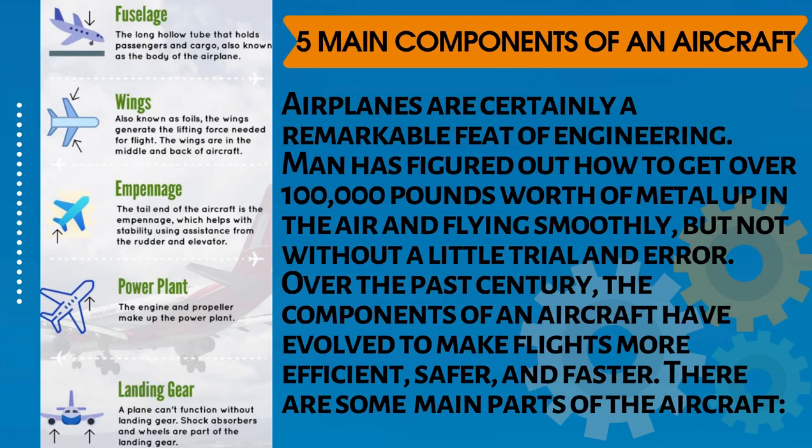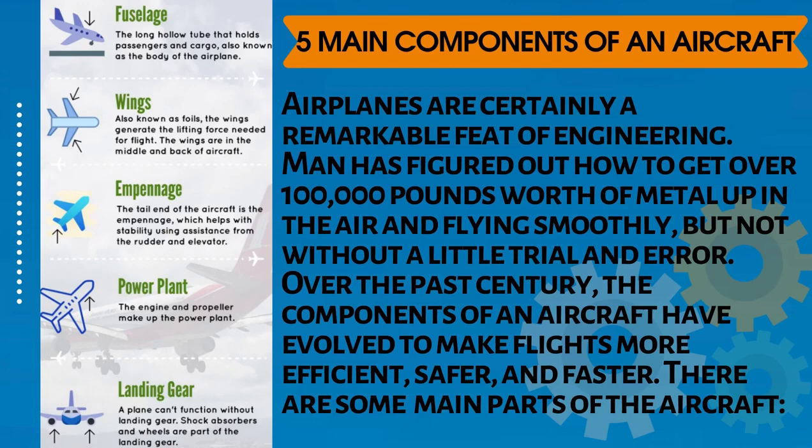Five main components of an aircraft. Fuselage: the long hollow tube that holds passengers and cargo, also known as the body of the airplane. Wings, also known as the foils: the wings generate the lifting force needed for flight. The wings are in the middle and back of the aircraft.